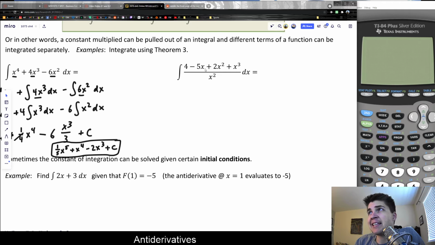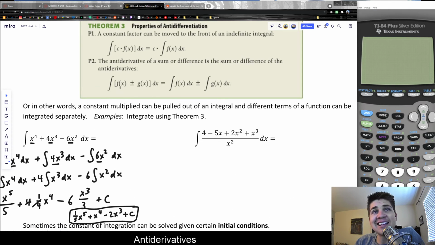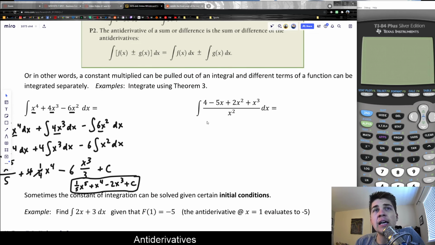Now looking at the second example, notice here I have division, and also notice that it never says that you can divide across the top and the bottom separately. So like I did over here, you can't split up the integral on the top and bottom. That will not work at all. But what we could do in this case is use algebra, since all of this is divided by x squared.